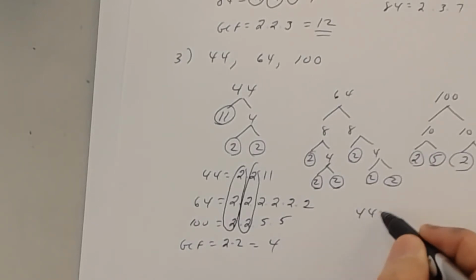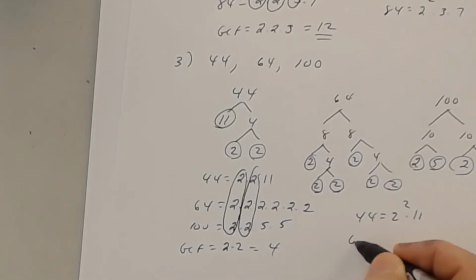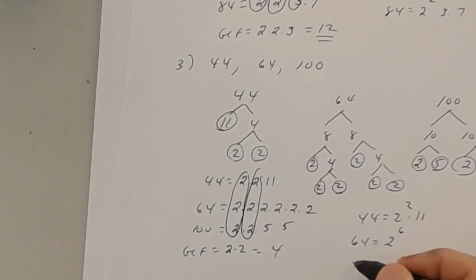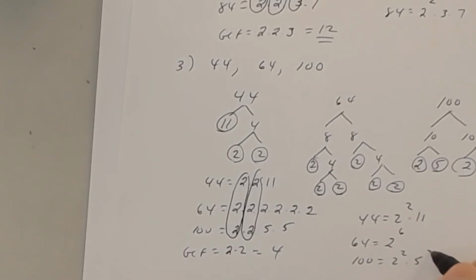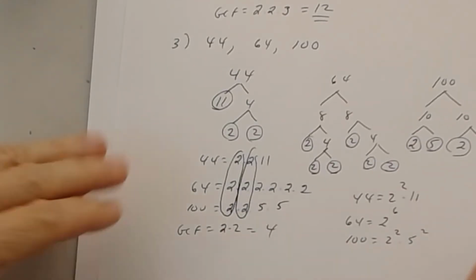So 44 is 2 squared times 11. 64 is 2 to what power? 6. And then 100 is 2 squared times 5 squared. Okay. We're going to come back to this in a little while. All right? So that's how you find the GCF with numbers. You use a factor tree. It really is helpful. All right, now let's look at number 4.